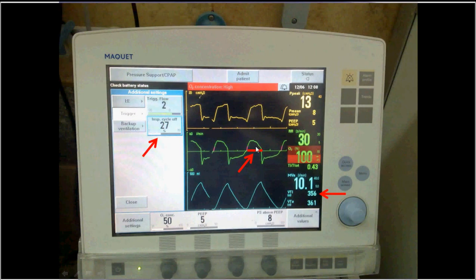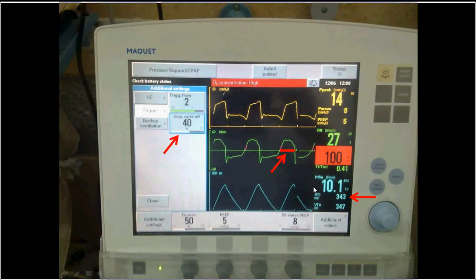When you come to the cycle, this is a cycle of 27% of the peak flow. Remember the total volume was about 360, which will change if you increase this one. Instead of 27, it closes at 40% of the peak flow. This means the inspiratory time will decrease, and accordingly the tidal volume will decrease, becoming 340 instead of 360.